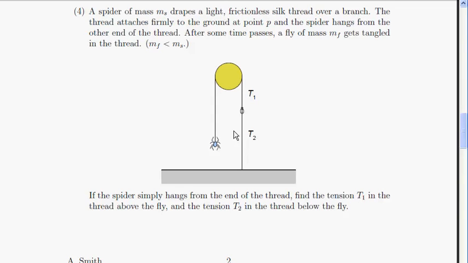Okay, so problem 4 is where we have the spider hanging from a thread, and there's a fly that hits the thread. The thread is light and frictionless.